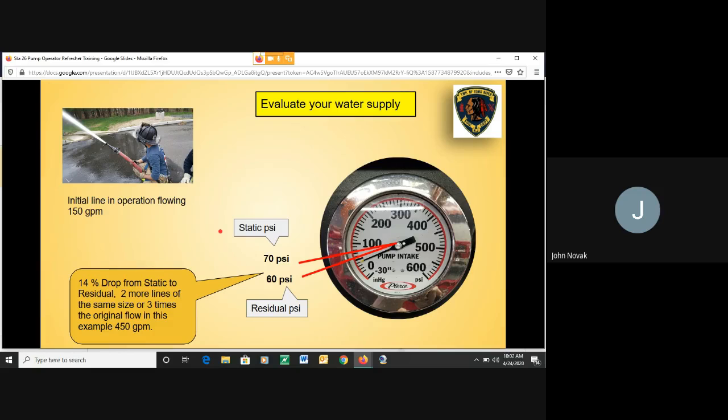But if my first line going out is my deck gun, so if I put 500 GPM out the deck gun for a blitz attack, I expect a big drop in my compound gauge from static to residual. So just a couple things to keep in mind as a pump operator. What we can do is know your flows. Okay, know your nozzles, know your flows.